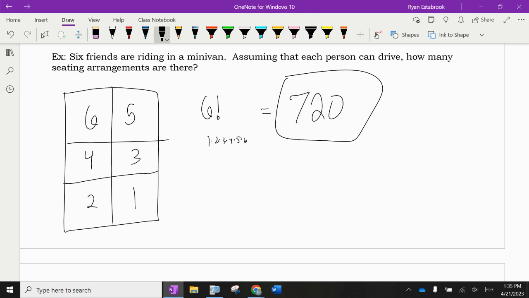Do I want to draw out and label all 720 of these seating arrangements? No way. So that's why being able to calculate them is going to be such a big advantage for us.